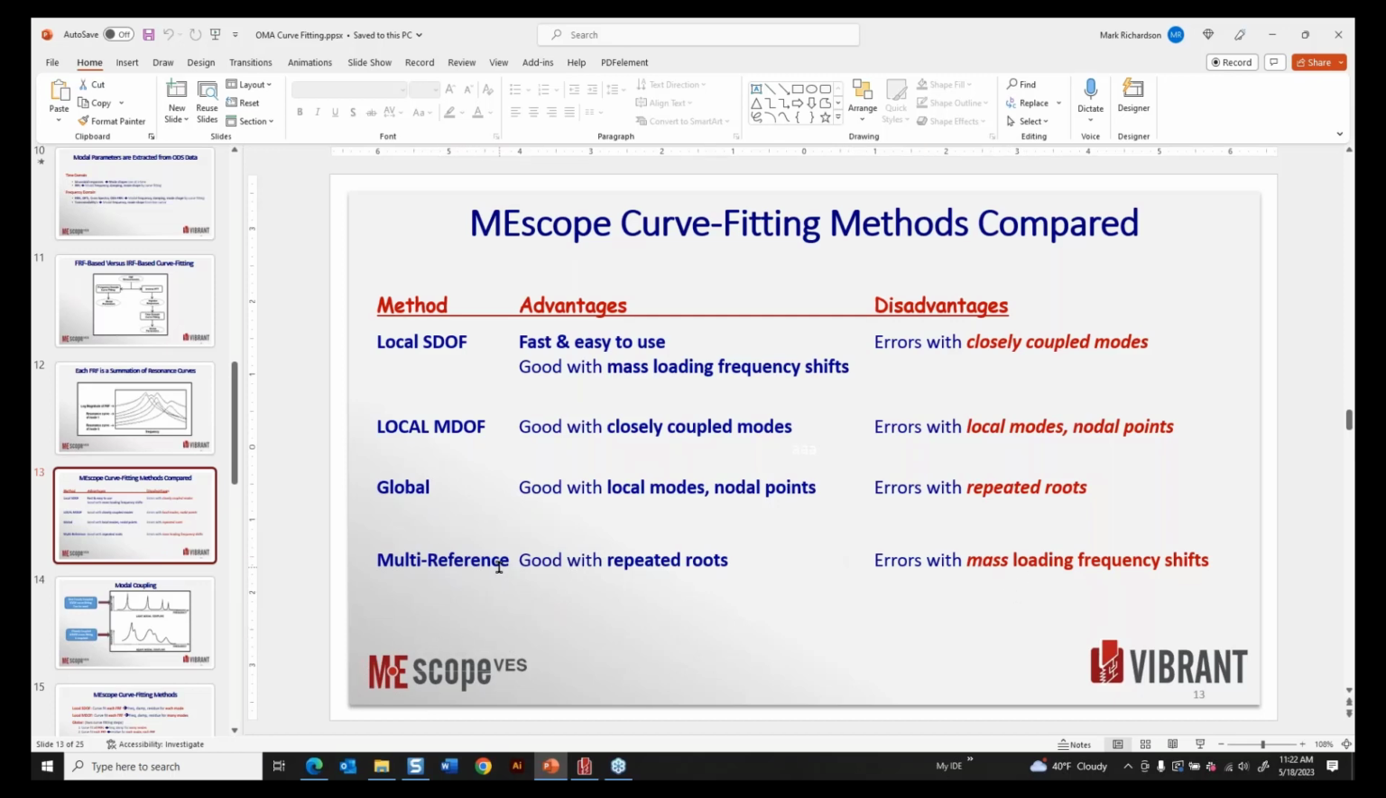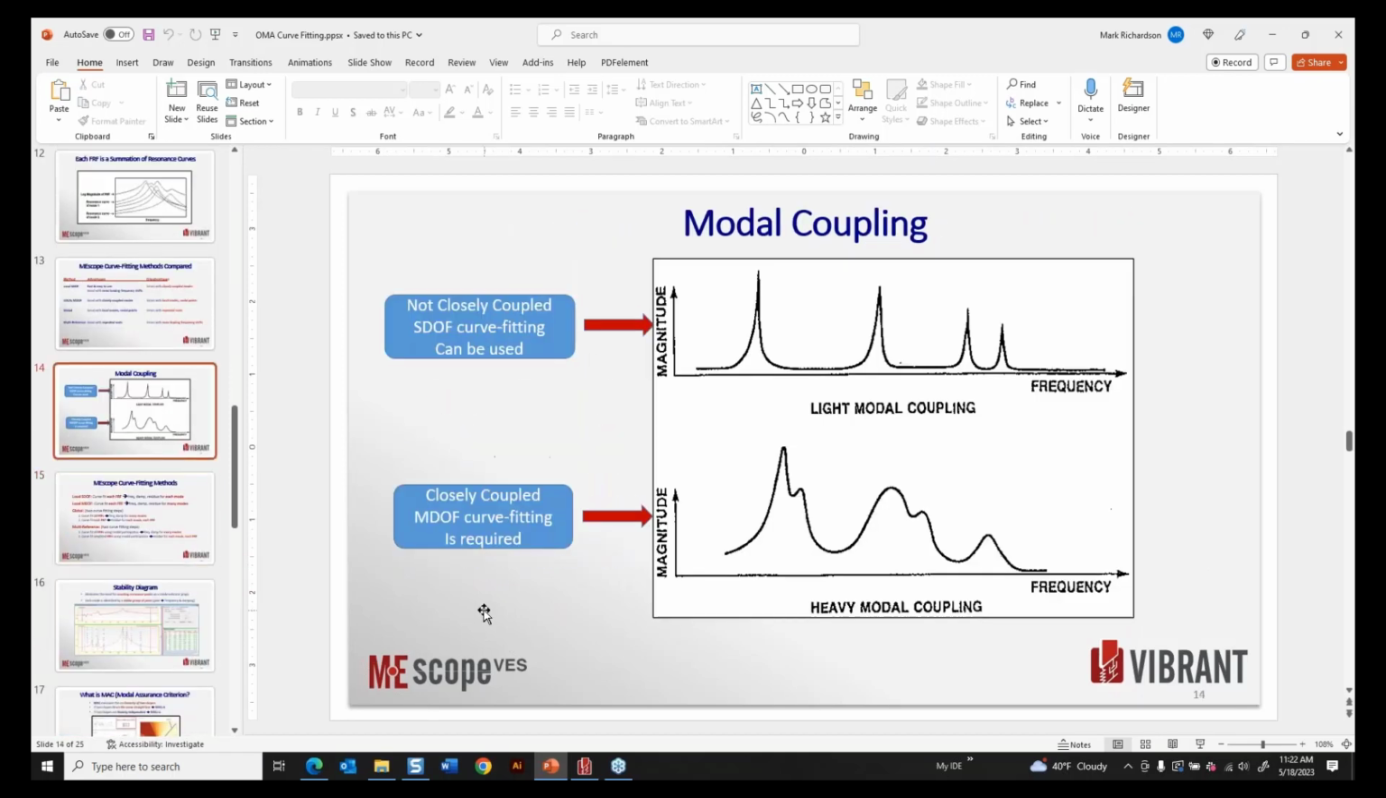However, we're going to use a curve fitter here in a minute, and it uses a stability diagram, which doesn't work very well with mass loading or frequency shifts. Here's something we call modal coupling. When data looks like this, each resonance peak is kind of isolated by itself. I can use an SDOF curve fitter. If my data looks like this, I have to use an MDOF curve fitter.